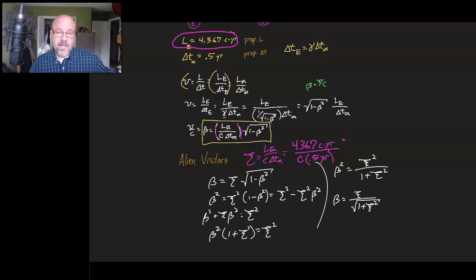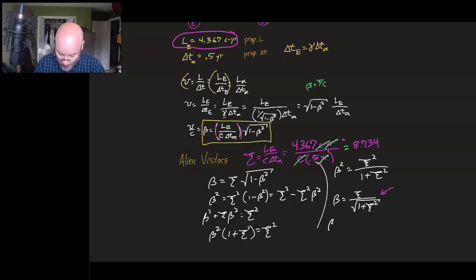We could have done that. We could have changed L into a distance. We could have done that too. But look at this with our units. Years cancels, speed of light cancels. So now I just have a number, 4.367 over 0.5. That means my squiggle term turns out to be 8.734.